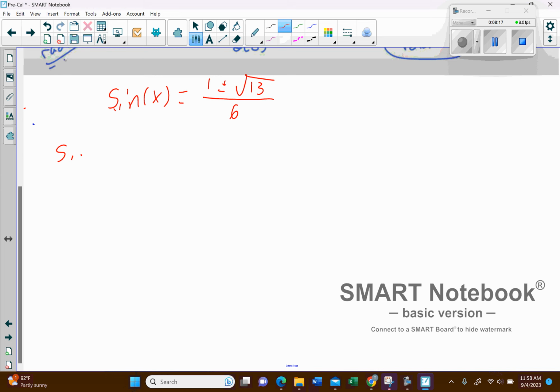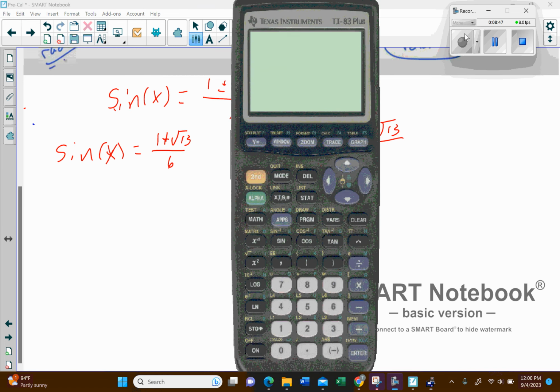So I need to look at this as sine of x is equal to 1 plus the square root of 13 over 6. And then once I figure out that value, I'm going to have to take the sine inverse of that. And then same thing with sine of x equals 1 minus the square root of 13 over 6. So I'm going to have to grab my calculator.